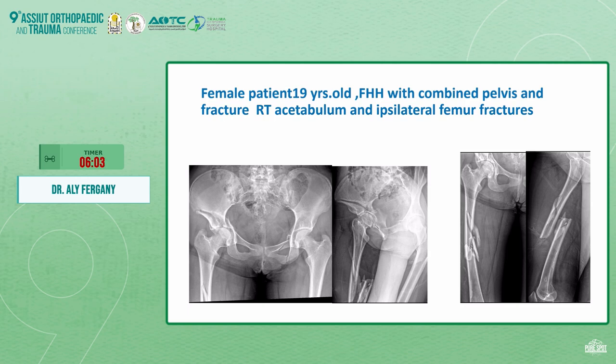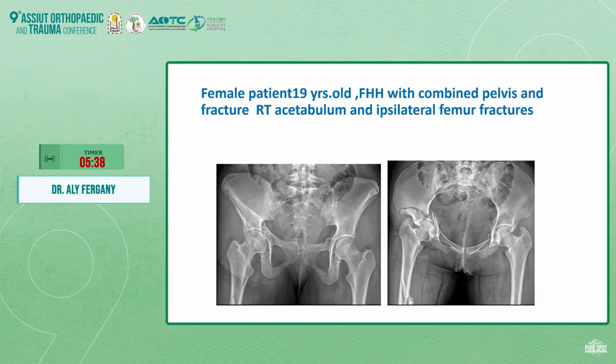Yes, Dr. Omar. This is a fracture pelvis and acetabulum with ipsilateral femur. It's a floating hip. How can we classify this according to Muller classification? Type C. A is with acetabulum, B with pelvis, C both pelvis and acetabulum. So it is type C, as you diagnosed the case.